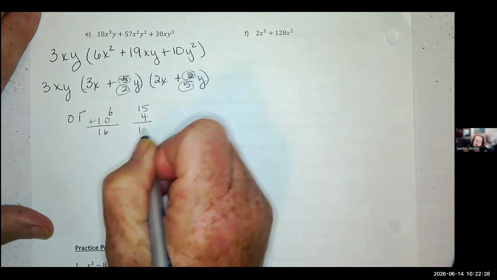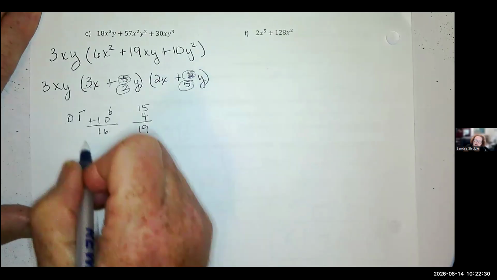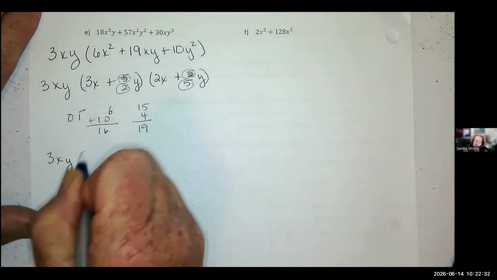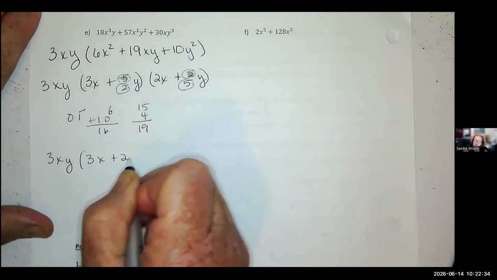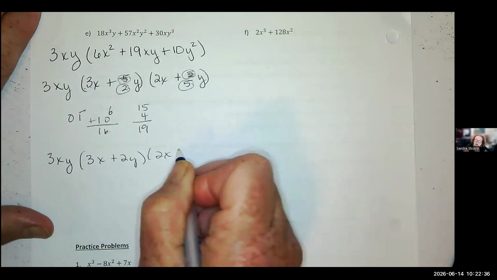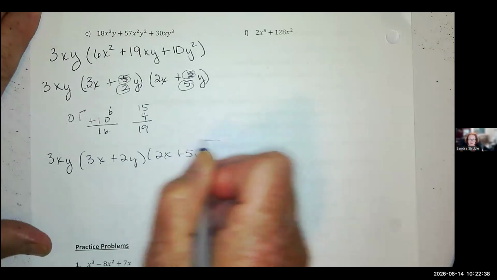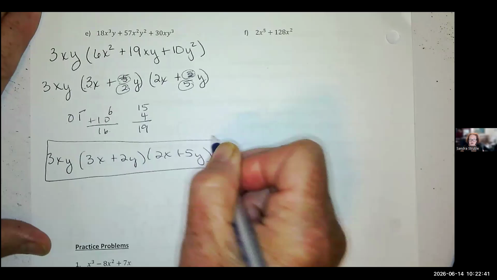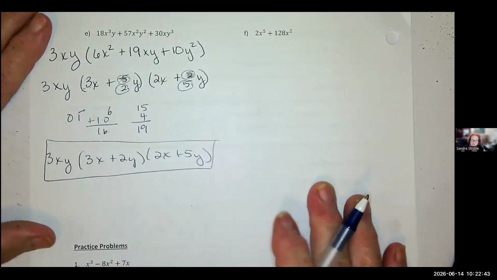So 3xy, 3x plus 2y, 2x plus 5y. Oh, we didn't have to go to the 10 and the 1 or breaking down our 6, so that's fantastic. These do not factor any further, so we are good to go.